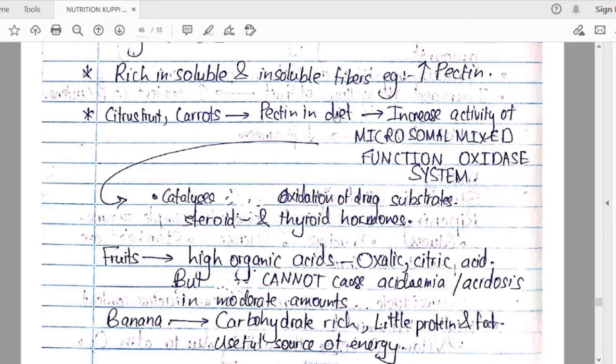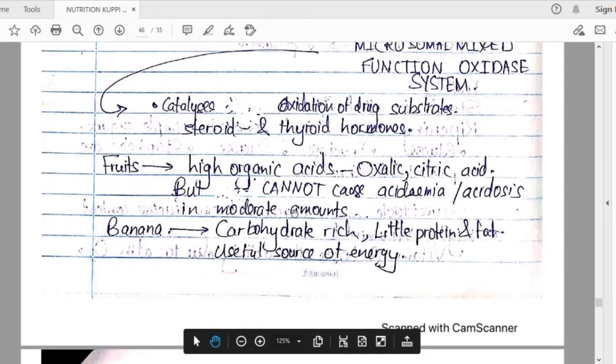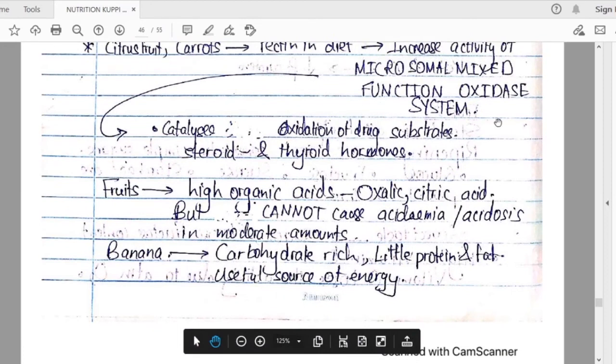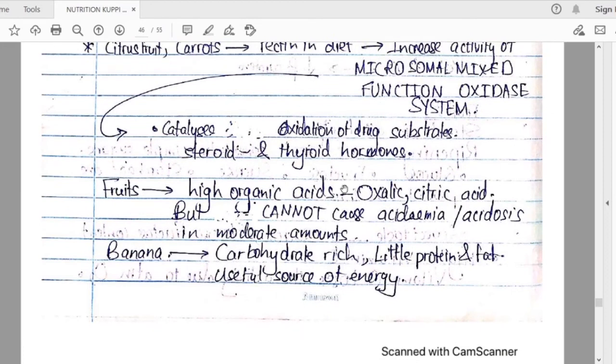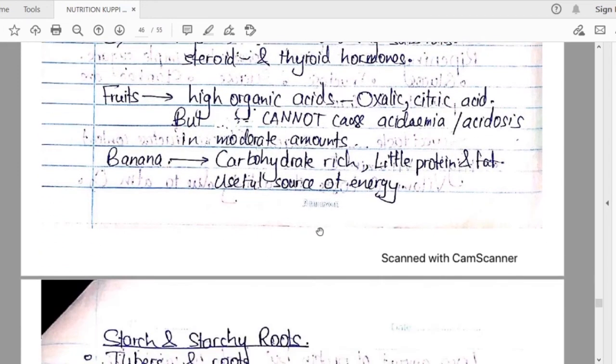When pectin increases, it increases the activity of the microsomal mixed function oxidase system, which catalyzes the oxidation of drug substrates, steroid and thyroid hormones. That is the function of the microsomal mixed function oxidase system: catalysis of oxidation of drug substances and steroid and thyroid hormones.